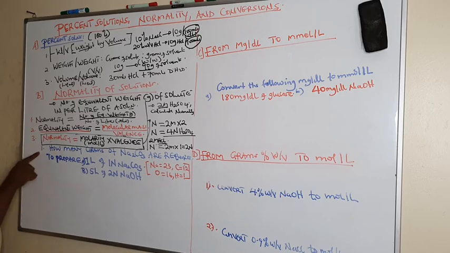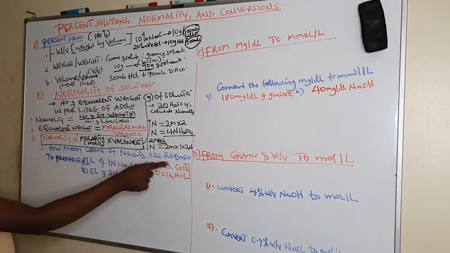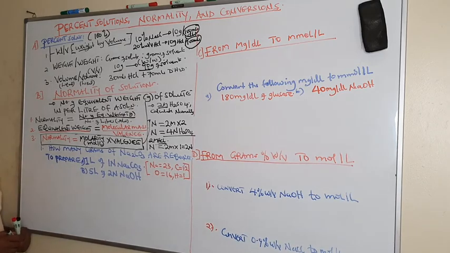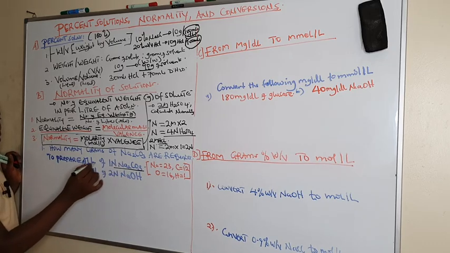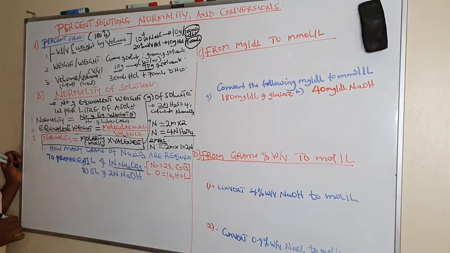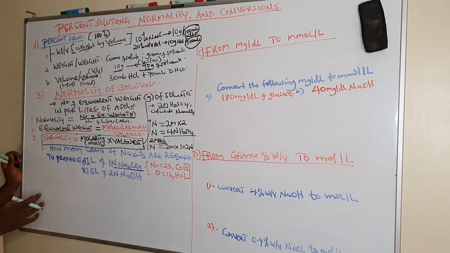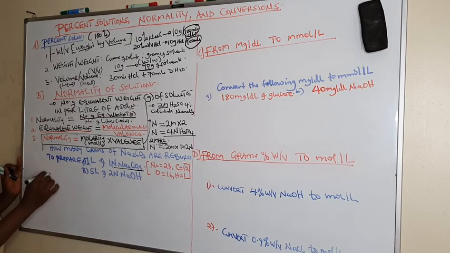And we can go ahead and also do this calculation, which is given that how many grams of sodium carbonate are required to prepare 1 liter of 1 normal sodium carbonate. So here we want to see how many grams we need to prepare 1 liter of 1 normality sodium carbonate. So the first thing we are going to do is to calculate the equivalent weight.